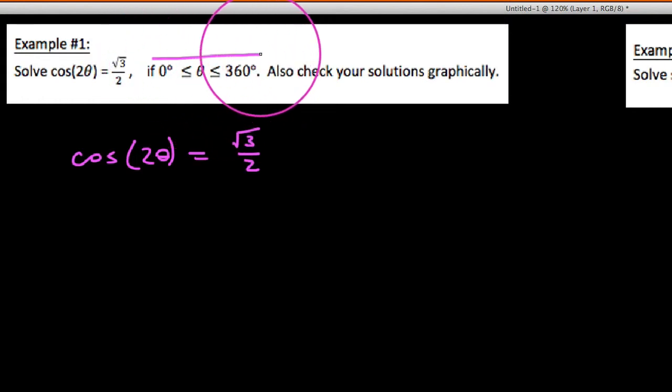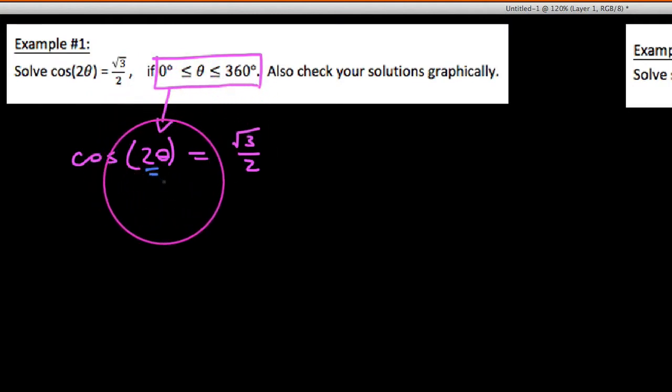And what we're looking for is some angle between 0 degrees and 360 degrees that when I plug it back in here would make this one in particular true. But you'll notice that we have a 2 inside here with our angle.